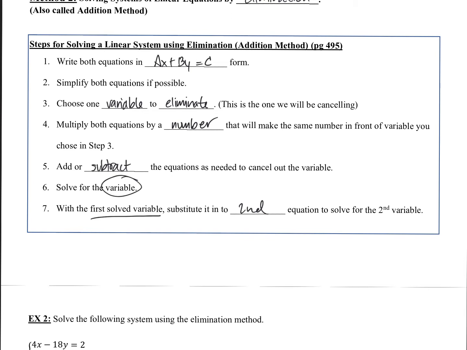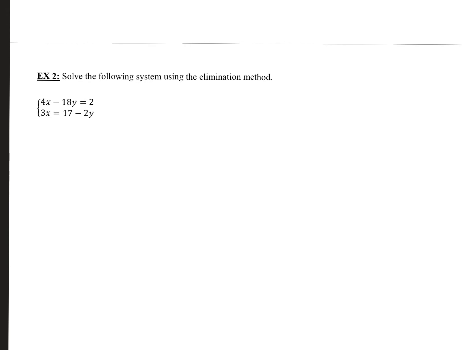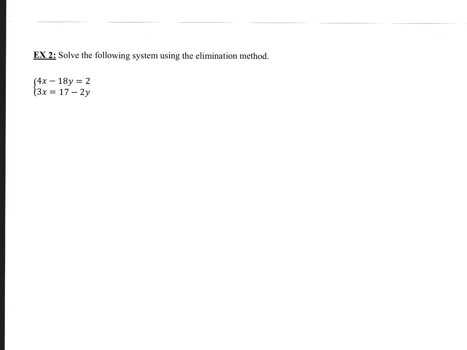Okay, let's go ahead and put this in action. So first, what is our first step? Well, we have: solve the following system using the elimination method, so notice you're told which method to use. This is not always going to happen on an exam. Sometimes it's up to you to decide which method is best.